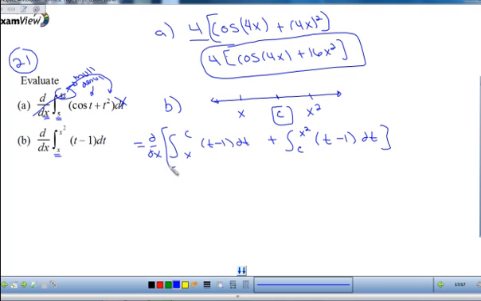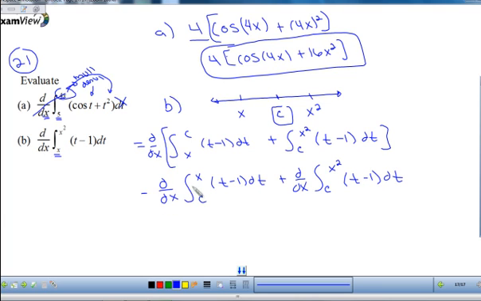So I broke it apart, and I'm going to take the derivative of each integral. So the derivative of the first one, before I can do this, because I need the constant to be on the bottom, I'm going to make it into a negative. Okay, so I'm taking the derivative of an integral, lower limit's constant, upper limit matches the variable, so they cancel, substitute. So I'm going to have negative x minus 1.